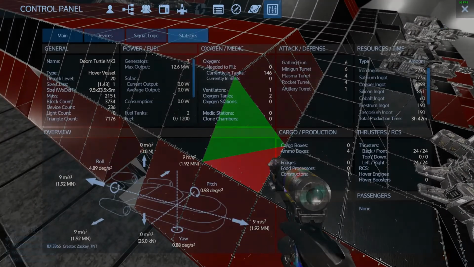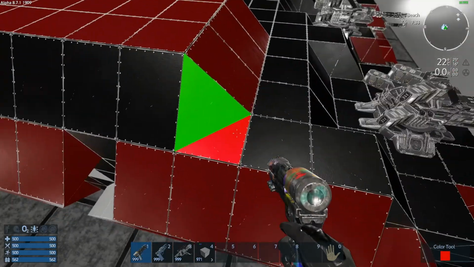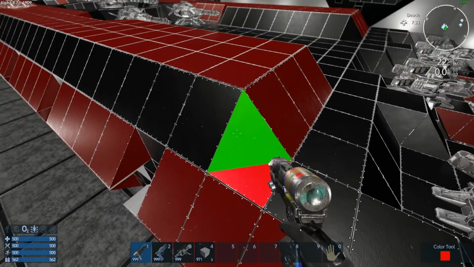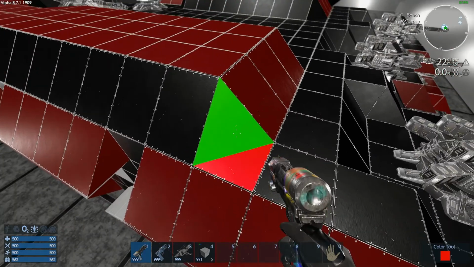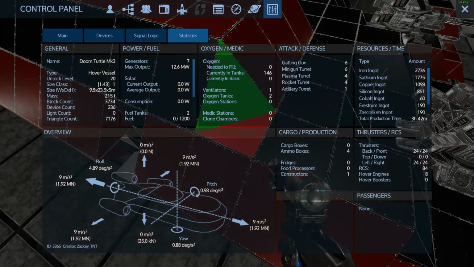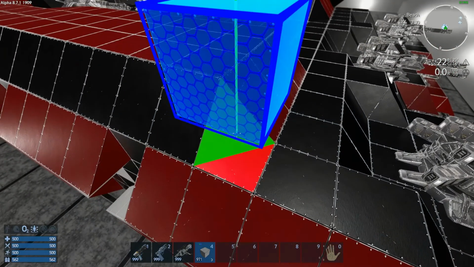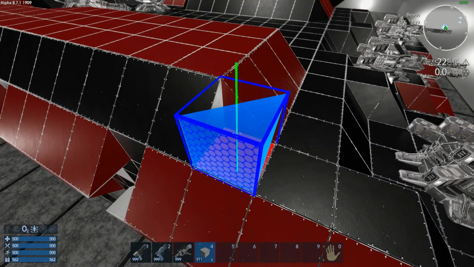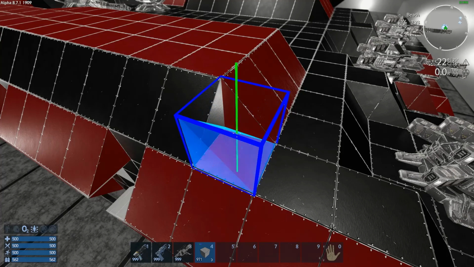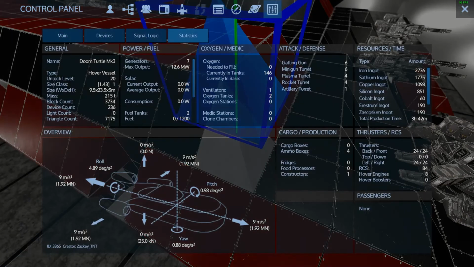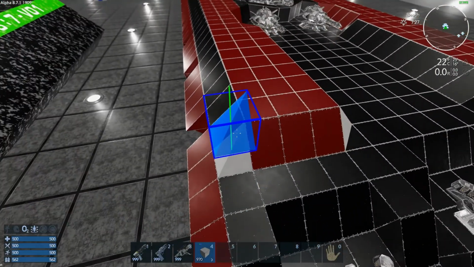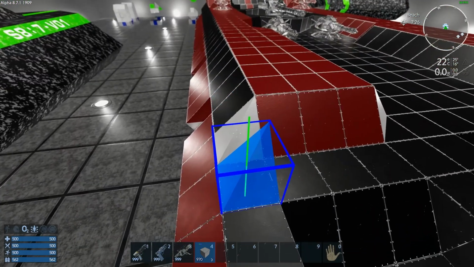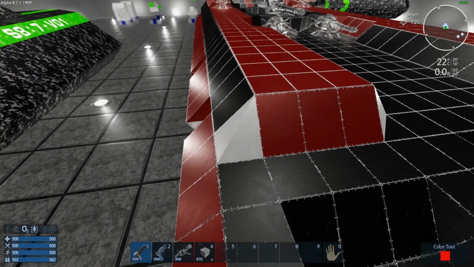Now, what we can do is we can take the corner off and we can replace it with a corner A, which is just one surface, and get rid of one surface. So we will go from 7,176 to 7,175 just by doing that. And as you can see, we've removed a surface from the vehicle.